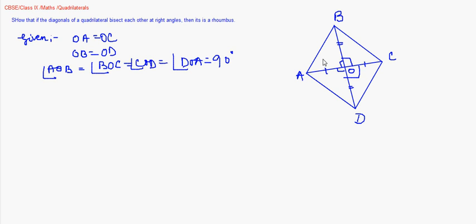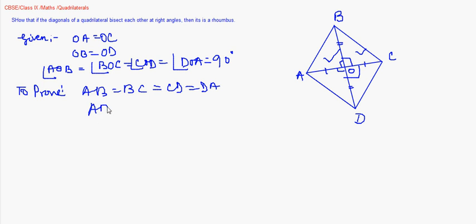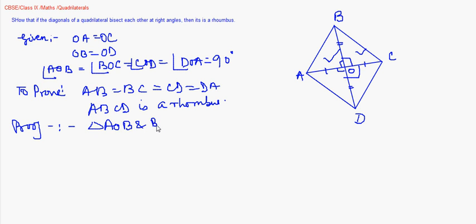Now let's take these two triangles. Once we prove the congruency of these two triangles, then AB will be equal to BC by CPCT. We write to prove AB equals BC equals CD equals DA, thereby making ABCD a rhombus. So the proof: take the congruency of AOB and BOC triangles.